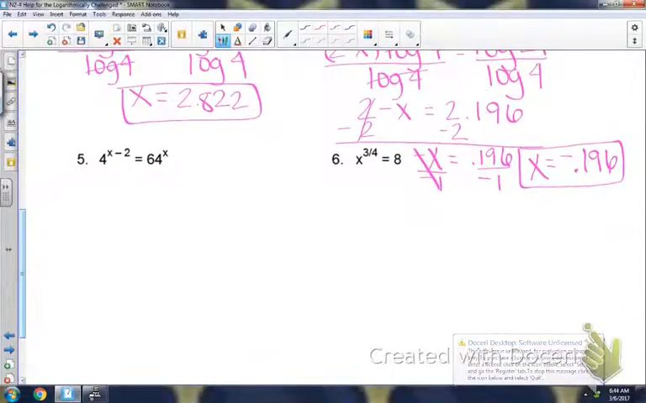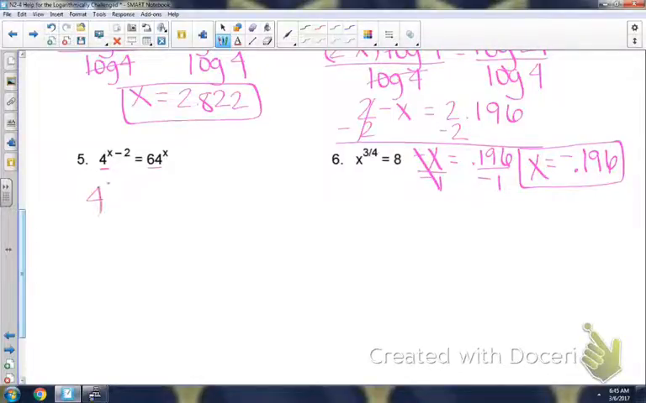Okay, so notice on 5, we have variables on both sides. If you have variables on both sides, before you take the log of both sides, you need to see if you can rewrite that highest base as the same base as the smaller base. So notice the higher base is 64 here. I want it to match this base, which is a base of 4. I can rewrite 64 with a base of 4. So 4 to what power will give me 64? 4 squared is 16. 4 cubed is 64.